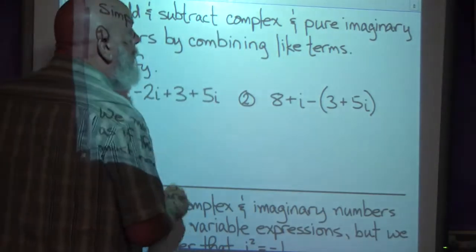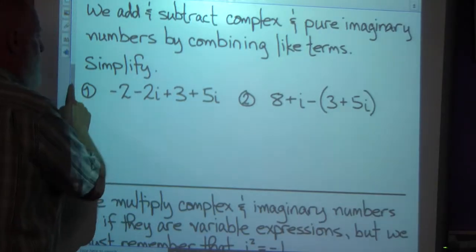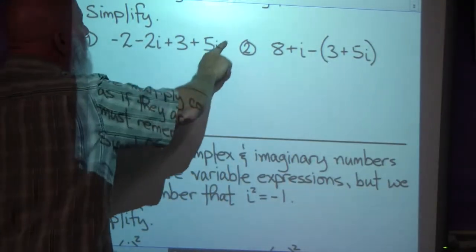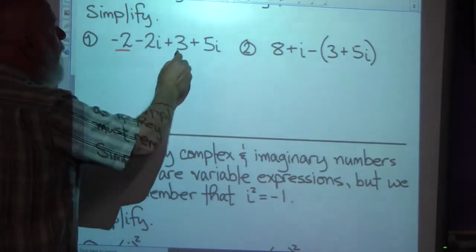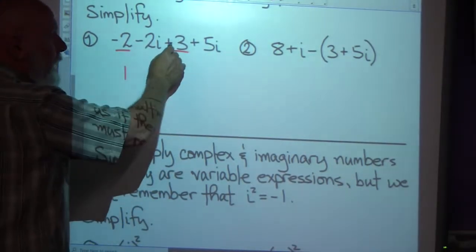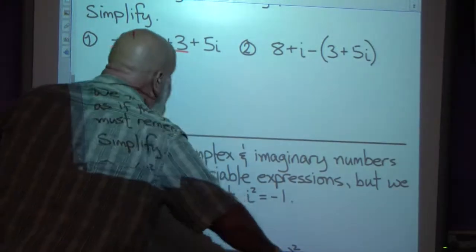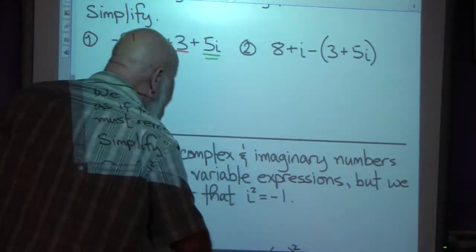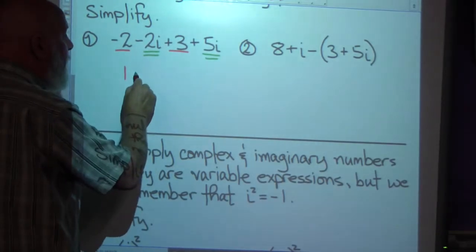We add and subtract complex and pure imaginary numbers by combining like terms. It's pretty simple if you look at it like this. Here's a complex number. I'm going to simplify it. I'm going to add the real parts to the real parts. I'm going to combine like terms. These are different signs, so I'm going to subtract and keep the sign of the one with the greater absolute value. And I'm going to add these parts right here, the imaginary parts. And that will give me 5i minus 2i. That will give me positive 3i.